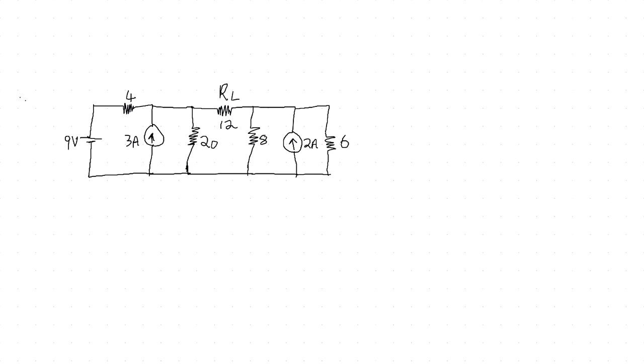So we have a current source and a voltage source. When we apply superposition, we use one source at a time. We can't use both sources at the same time. If you want to eliminate a current source, you open circuit. If you want to eliminate a voltage source, you short circuit. So let's start with the voltage source. That means I'm going to eliminate my current source, so I'll redraw the circuit without the current source.